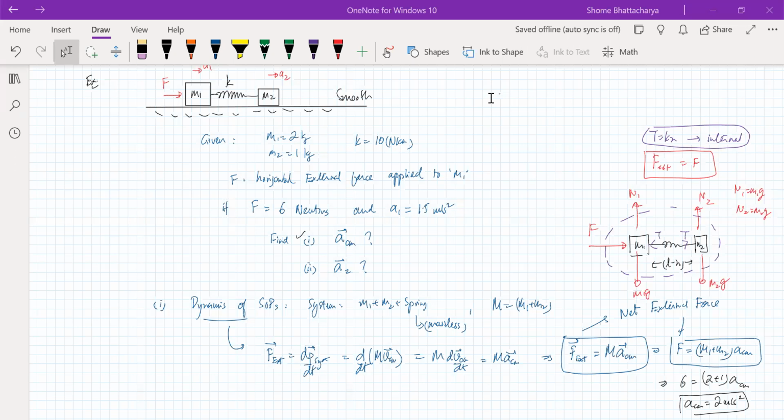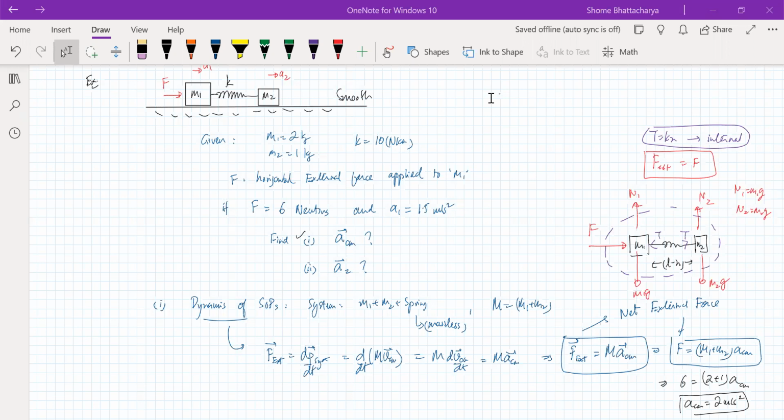Sir, how would we solve the second part using the FBD method? I'll explain just a moment. So in the FBD, what is the unknown quantity? Kx, the tension in the spring. Yes. So in M1's FBD, what is happening? You know the acceleration, you know the external force, but you don't know the tension. So you calculate it from there.